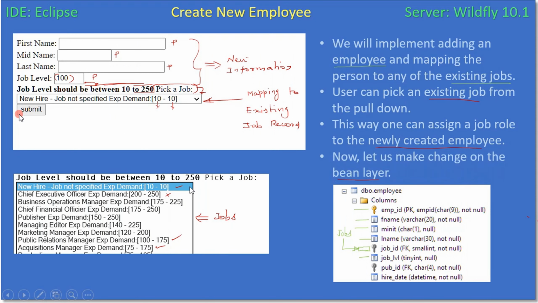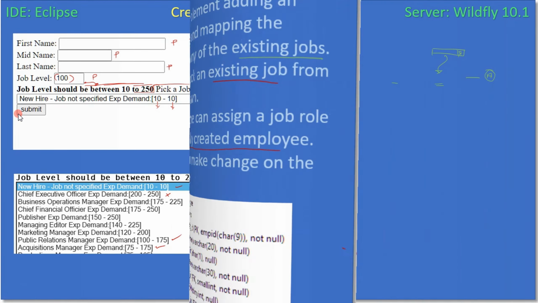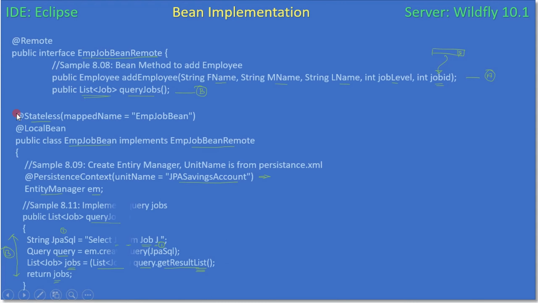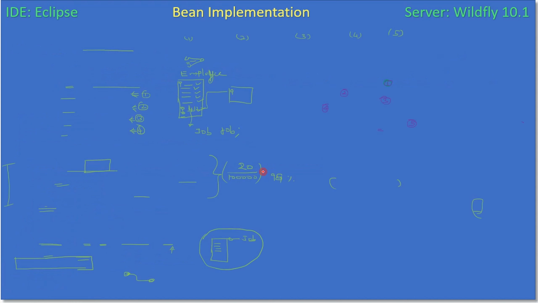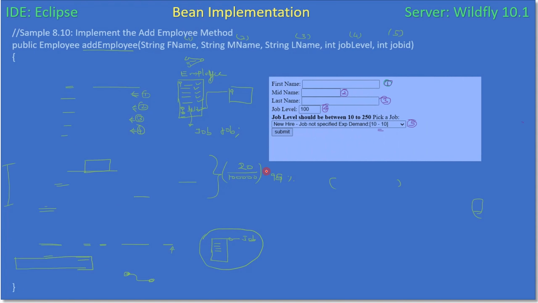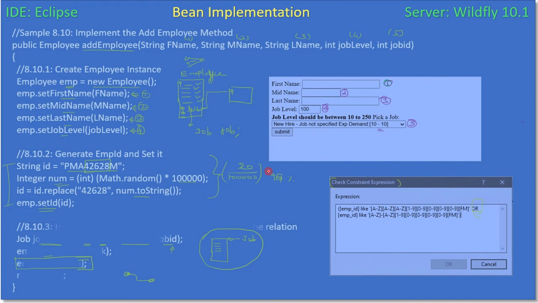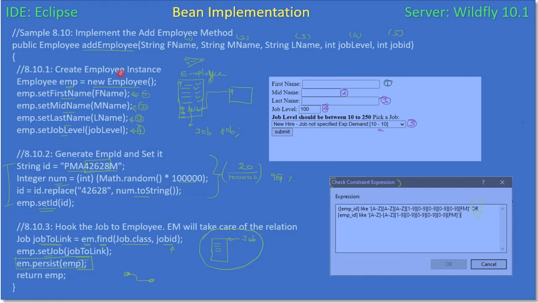In the previous video, we implemented the bean layer and we implemented two functions: add employee and query jobs. These two functions we implemented in the previous video. Alright, bean layer is ready. Now we will go ahead and implement the JSP file.